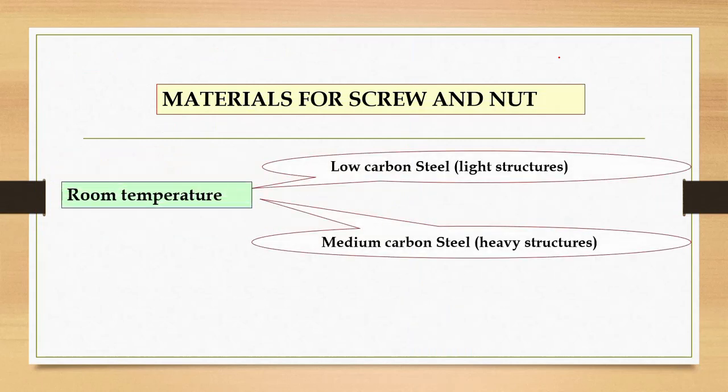Okay, the materials, for room temperature, like 30, 40, 50 degrees centigrade, can be low carbon steel or medium carbon steel. Mild steel is a very common material used to manufacture bolts. If you go to any hardware store and ask for a bolt of 12 or 10 or 14 or 16, they give you a general purpose bolt, generally made of mild steel. Mild steel is a cheap material, a medium carbon steel, so the bolts are generally available at reasonable prices.